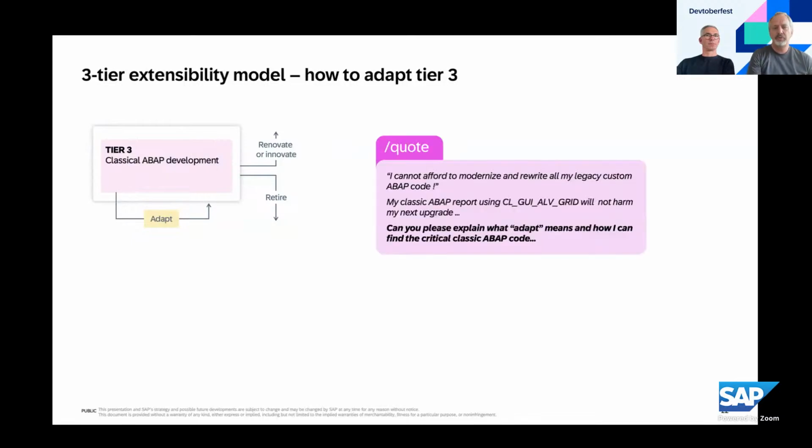So one of the quotes we often hear is, for example, I can't afford to modernize and rewrite my 100,000 legacy custom code objects. And second, to be honest, my classic ABAP reports, which use ALV, so CL_GUI_ALV_GRID, will not harm my next upgrade. So please, SAP, explain to me what adapt really means. Which, let's say, 5% of my custom code shall I correct now, just because it pays off with better upgrade stability, with better quality and security. So they will focus first on this.